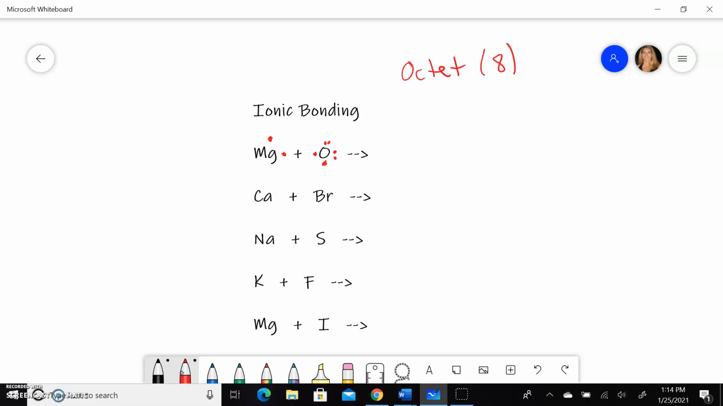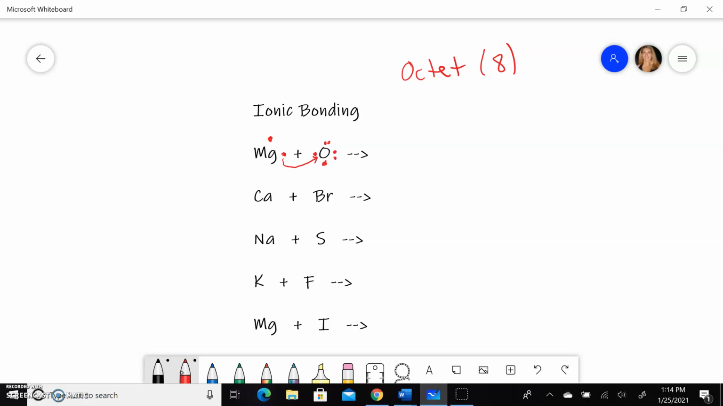So what magnesium would rather do is donate those 2, because once that shell is gone, the next shell is its valence shell, and now it will have 8. So if it's below 4 valence electrons, they're more likely to lose the electrons, and if it's greater than 4, they're more likely to gain. So in this case, magnesium is going to donate its 2 electrons to oxygen.